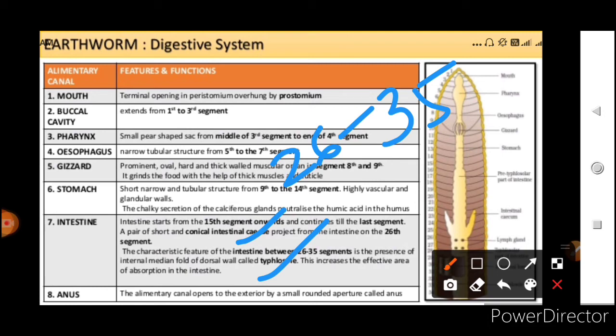This will increase the effective area for absorption in the intestine. As we have villi, they have the typhlosole, which will help in absorption, making the surface area larger. And the anus: the alimentary canal opens to the exterior by a small rounded aperture called the anus.